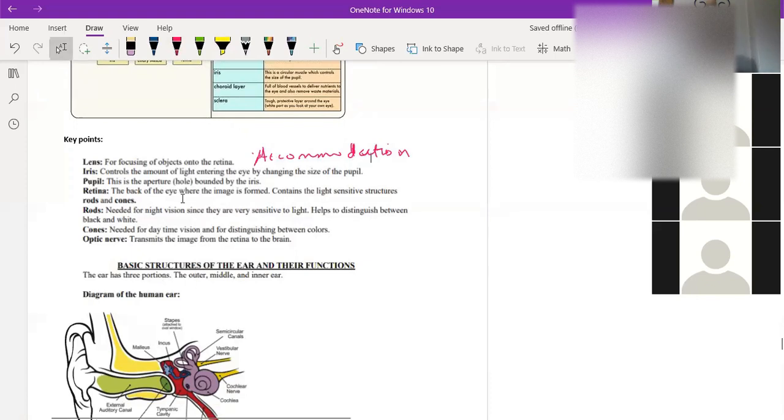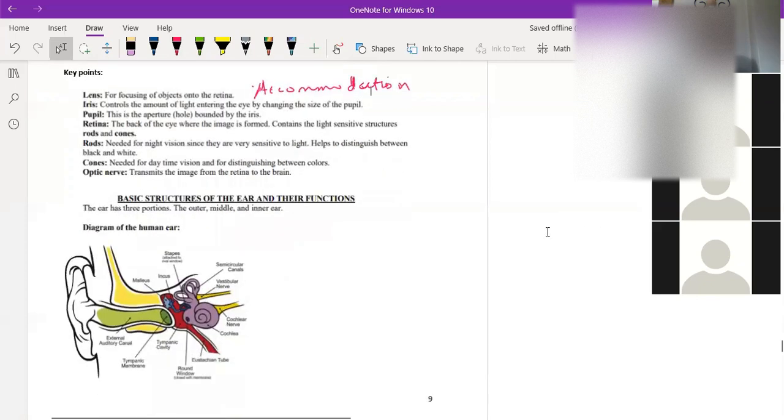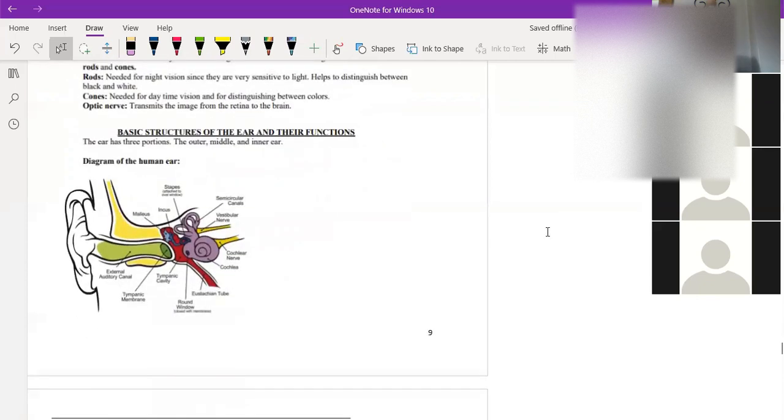Right. So if you know these things on the eye, it should be very fine. It's the little things that you have to know in the test. And then when it comes to the ear, the structure of the ear is a little bit complex. So usually you don't have a diagram like that, but you should know certain parts and functions.